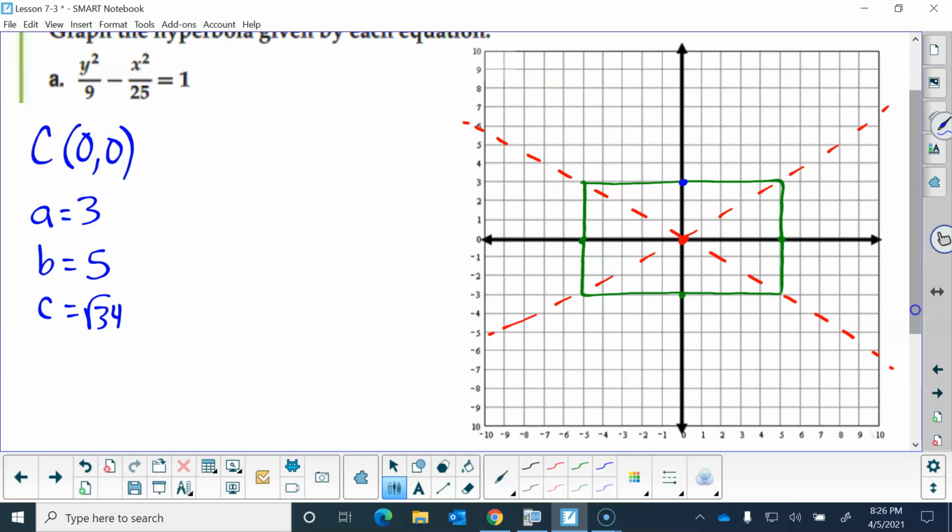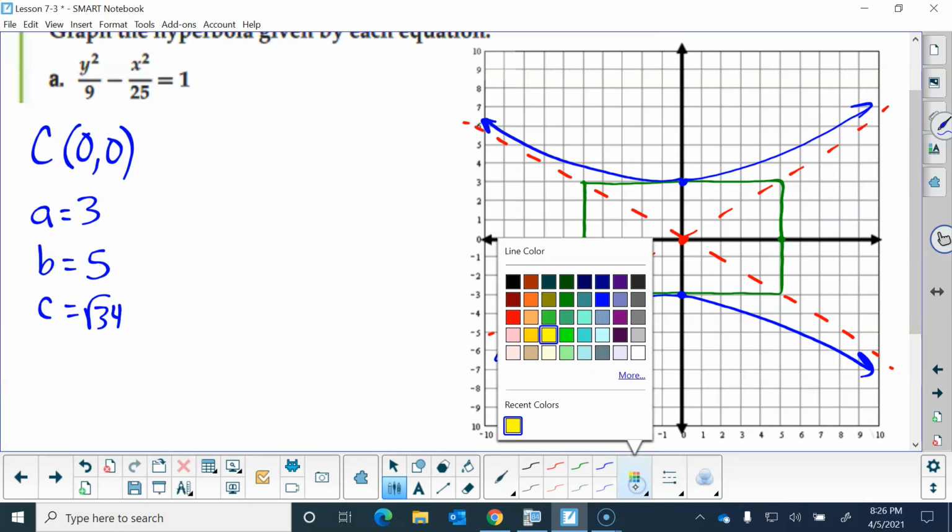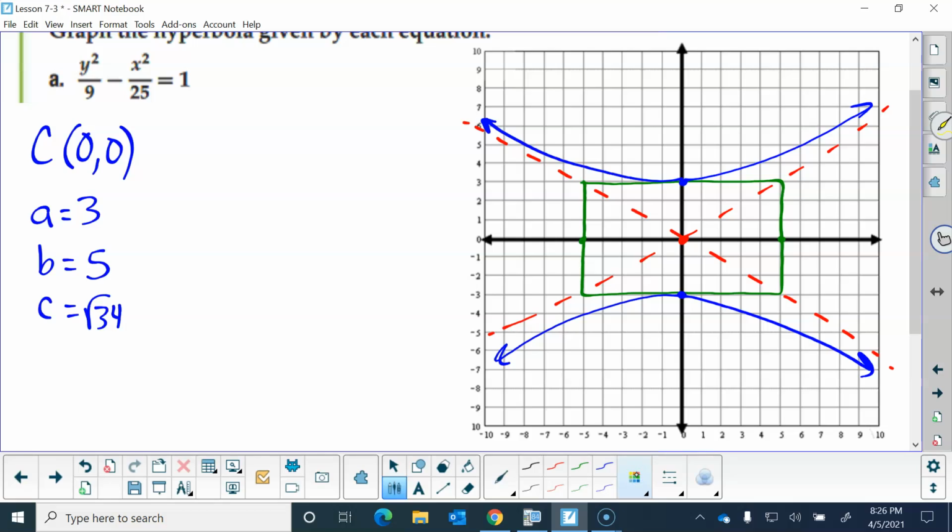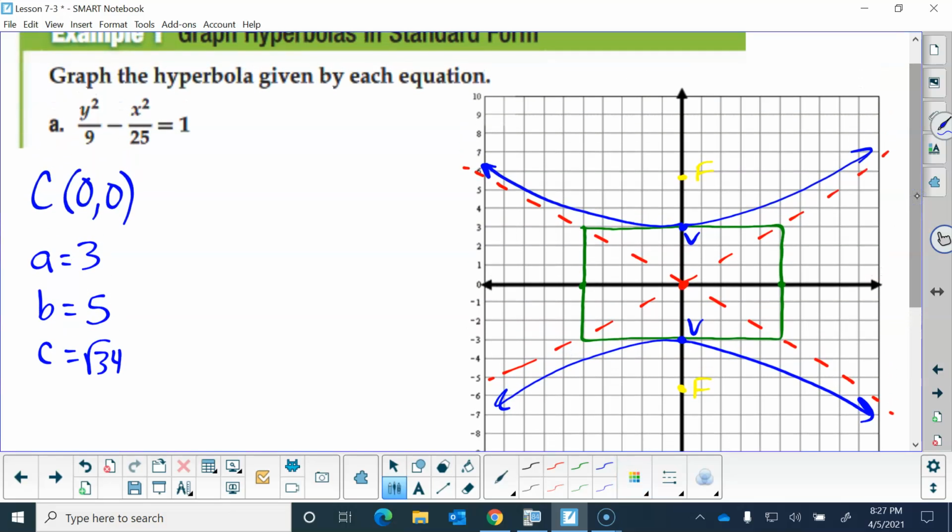Now we have to determine that this is going to be vertical orientation. So our vertex point was right here on that green rectangle, and then it's going to open up, approaching those asymptotes, and also open down, approaching those asymptotes, kind of like that. The focus points: square root of 34 is approximately a little bit less than 6. Let's call it 5.8. So if I go up 5.8, that puts me about right there. That would be my focus point. And if I go down 5.8, that would put me about right there. That'd be another focus point. And then, of course, we got our 2 vertex points right there. So we've just graphed that first hyperbola that has vertical orientation with a center at 0, 0.